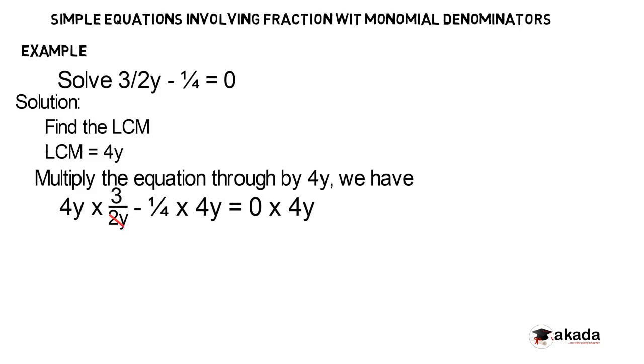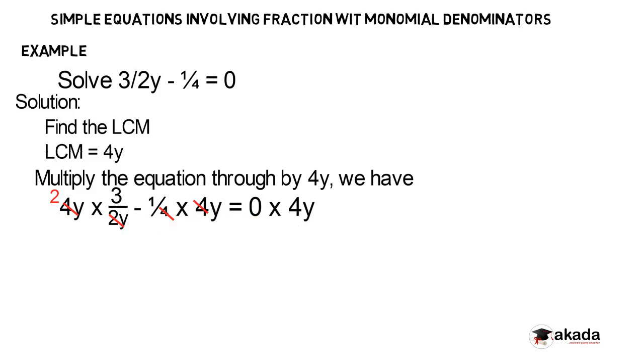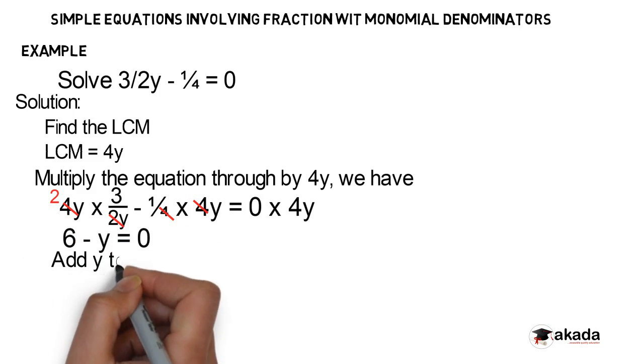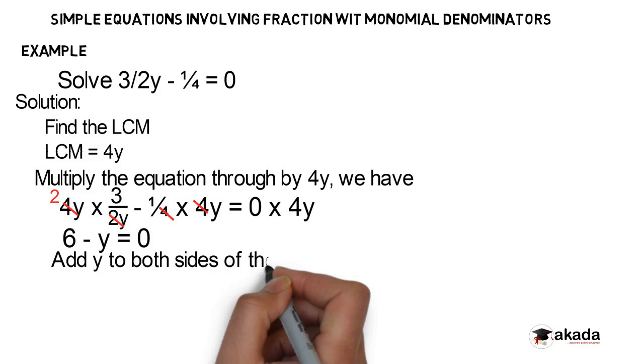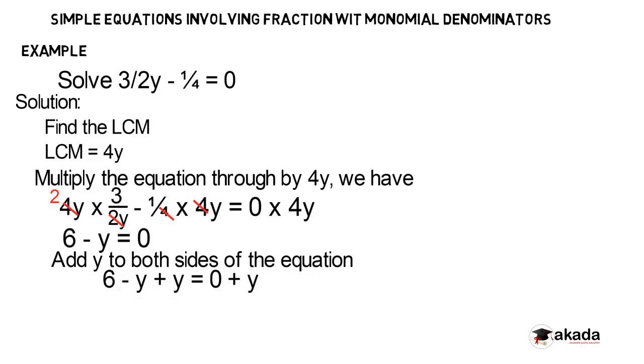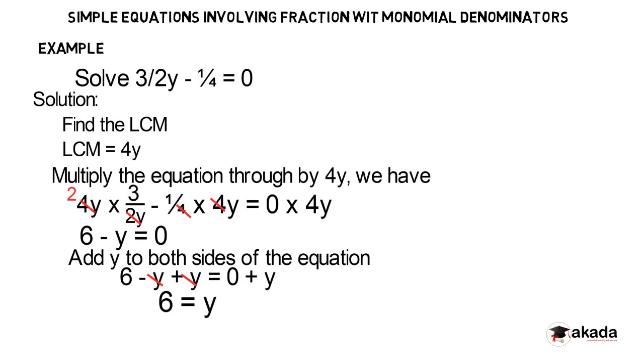Solving this now, 2y cancels out 4y to remain 2. 4 cancels 4, so I have y on the other side, then 0 times 4y. So I have 2 times 3, which is 6, minus 1 times y, which is y, equals 0 times 4y, which is 0. So I have 6 minus y equals 0. What do we do here? I add y to both sides of the equation. So I have 6 minus y plus y equals 0 plus y. Minus y plus y cancels out. So I have 6 equals y, which I can also say y equals 6.